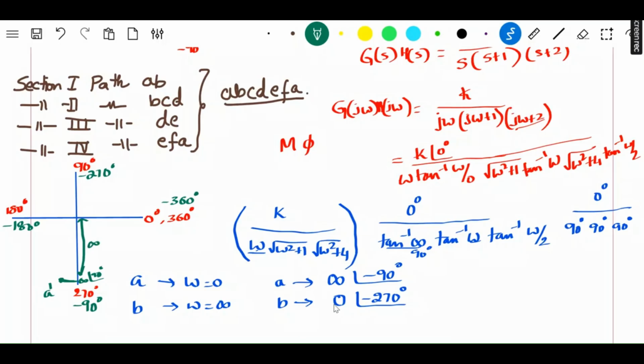Now it goes to B, which has magnitude 0. So B with 0 magnitude means it is at the origin, and the angle is minus 270. So the trace should be like this. It goes from minus 90 degree, and then it should come to minus 270. I cannot trace it straight like this because then it goes to minus 180. I should go to minus 270 from minus 90, so from minus 90 I go towards minus 180 and then minus 270. So this is the trace that you get for A dash and B dash.